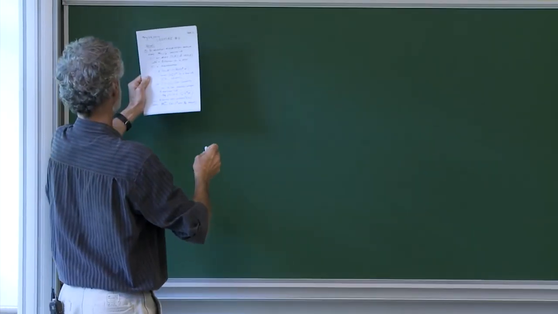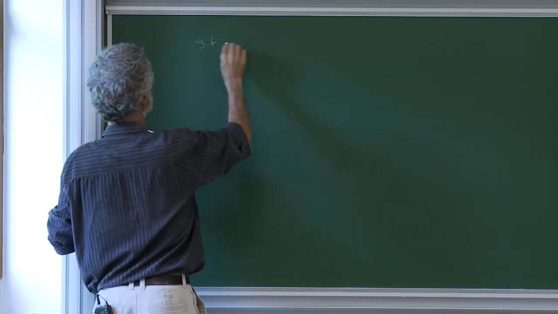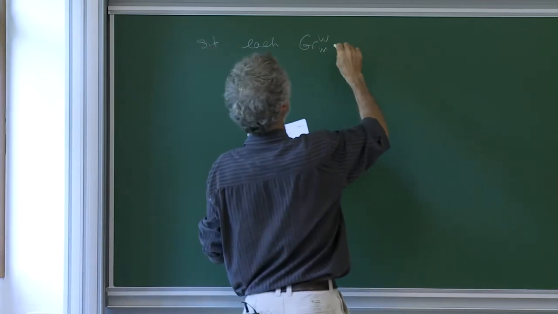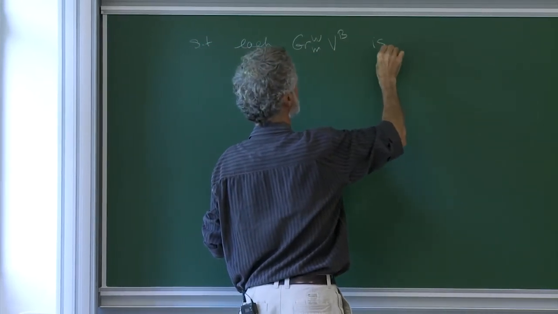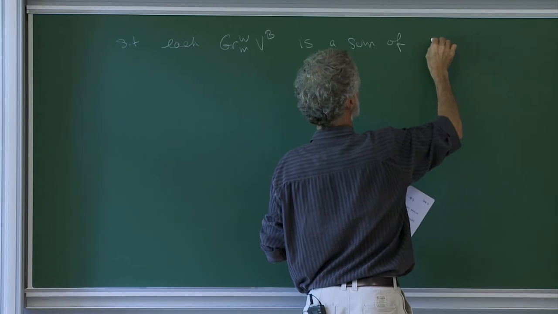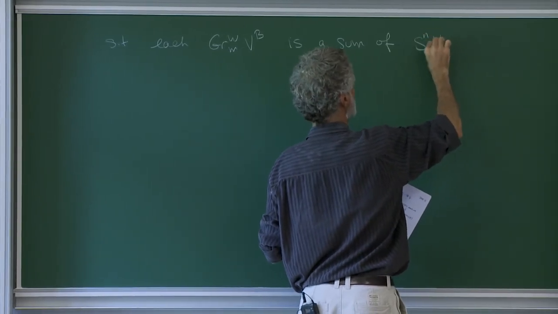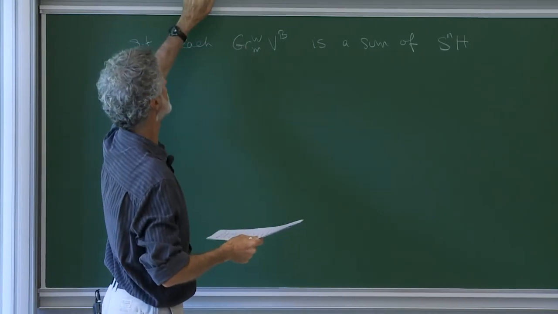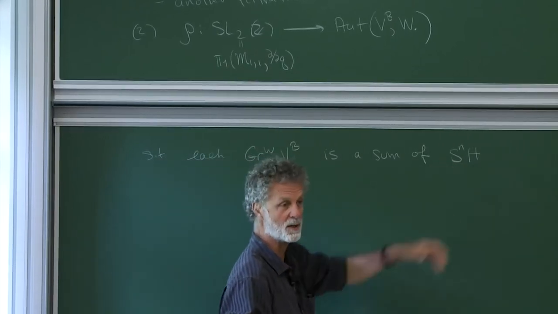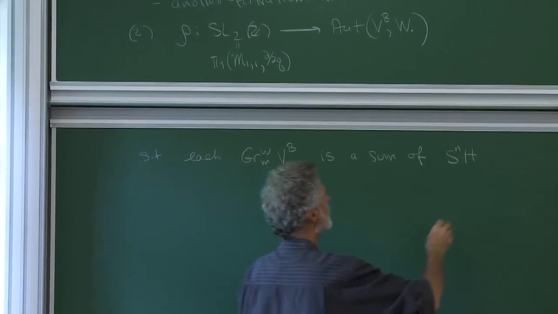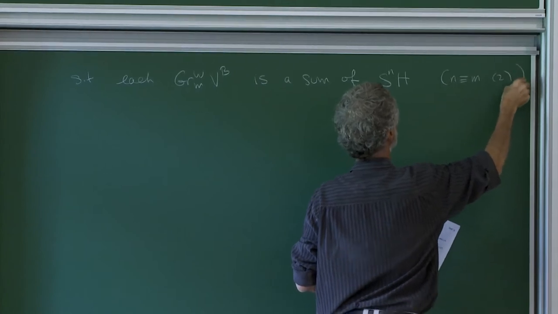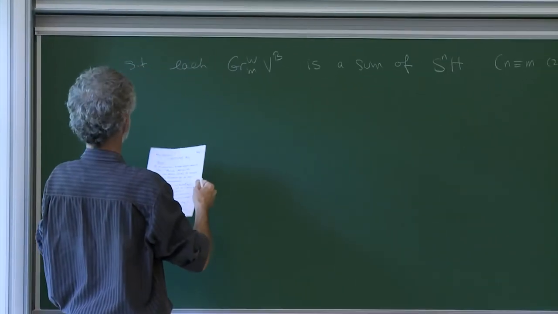And then such that each GR W M of V Betty is a sum of symmetric powers of H. So here we're just talking about a representation. The irreducible representations of the algebraic group SL2 are just the symmetric powers of the fundamental representation. And N will be congruent to M mod 2. But you don't need this, it will follow anyway from the other conditions.